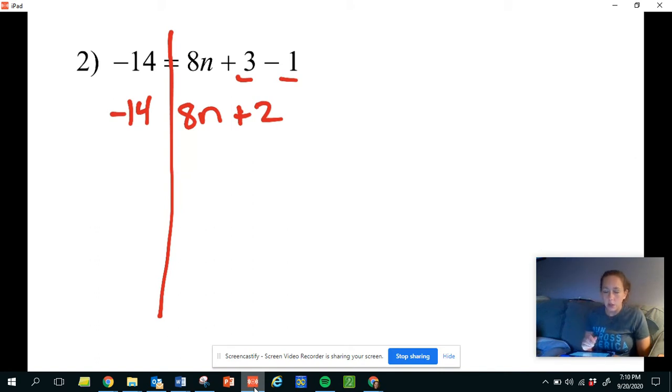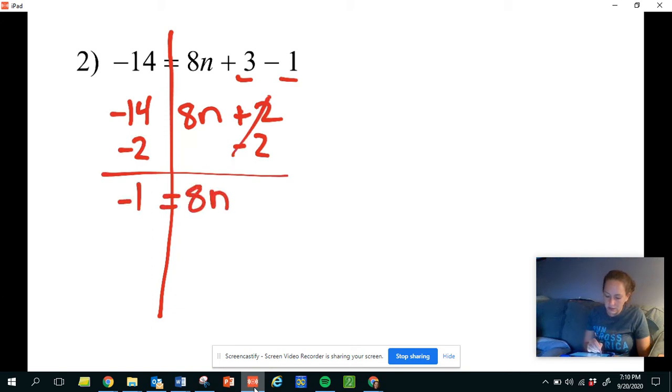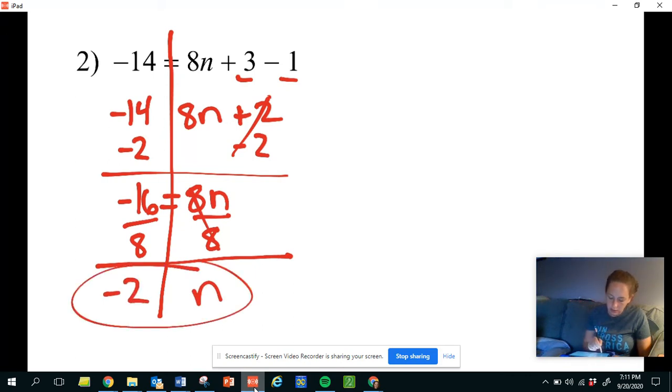Now I can solve. I'm going to subtract 2 on both sides to cancel that out, and I get 8n equals negative 16. And then when I have a number that's just touching a variable, I divide to get rid of it. And I end up with n equals negative 2.